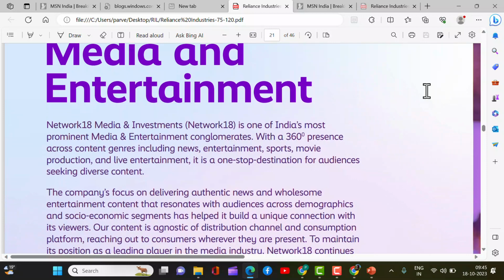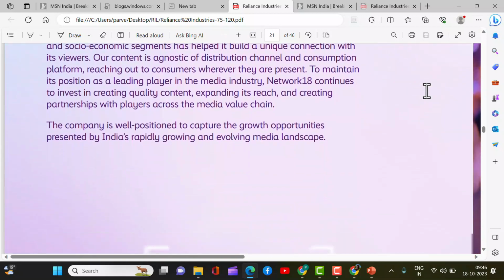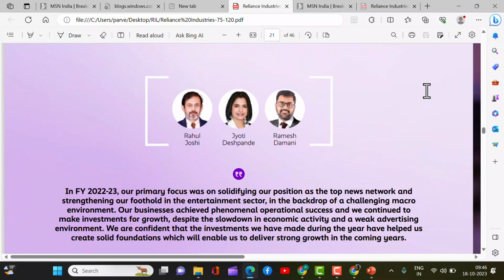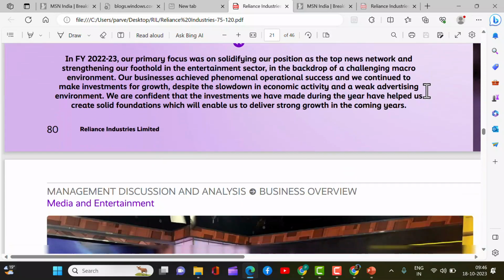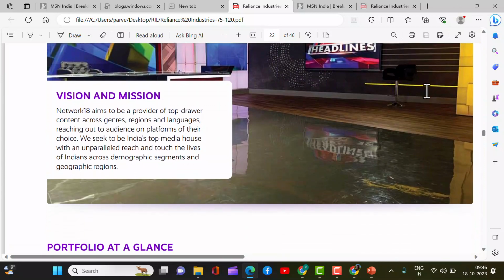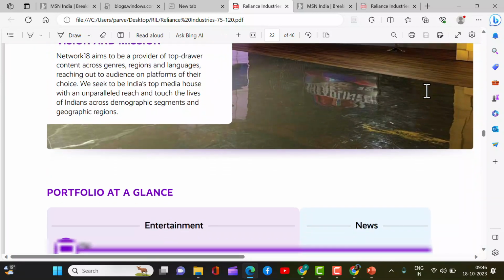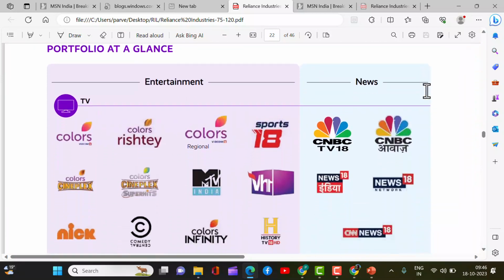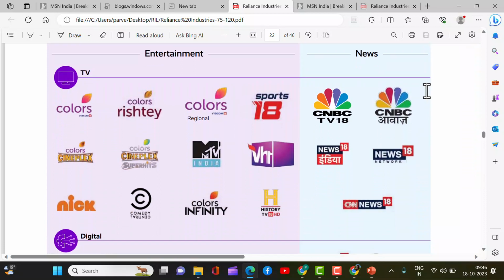Network 18 Media and Entertainment, one of India's most prominent media and entertainment conglomerates. They have a 360 presence across content genres including news, entertainment, sports, movie production, and live entertainment. So this is what the media is mainly. Network 18, and then we have these are the people who are looking after their business. Ramesh Dawani. Vision and Vision. So this is their product basically.